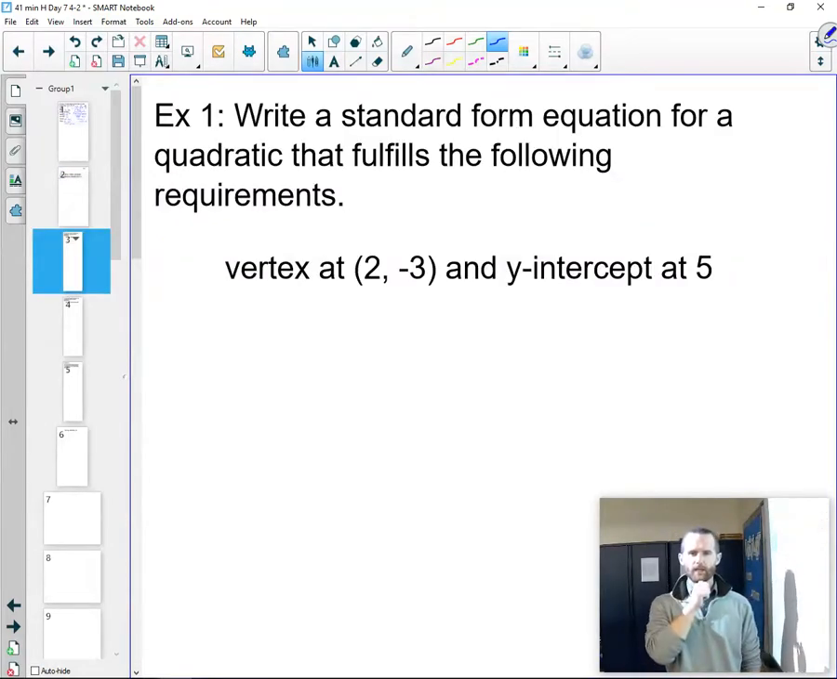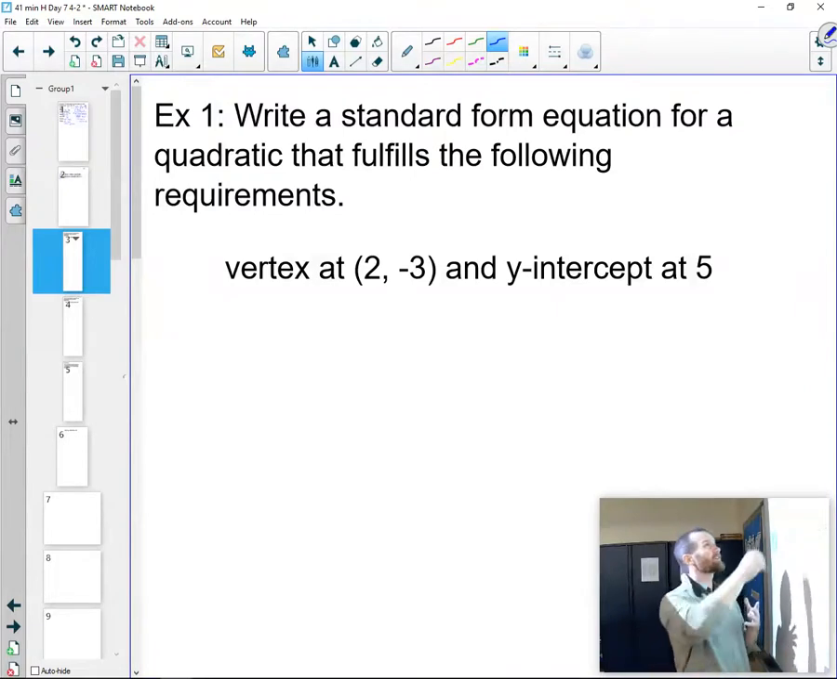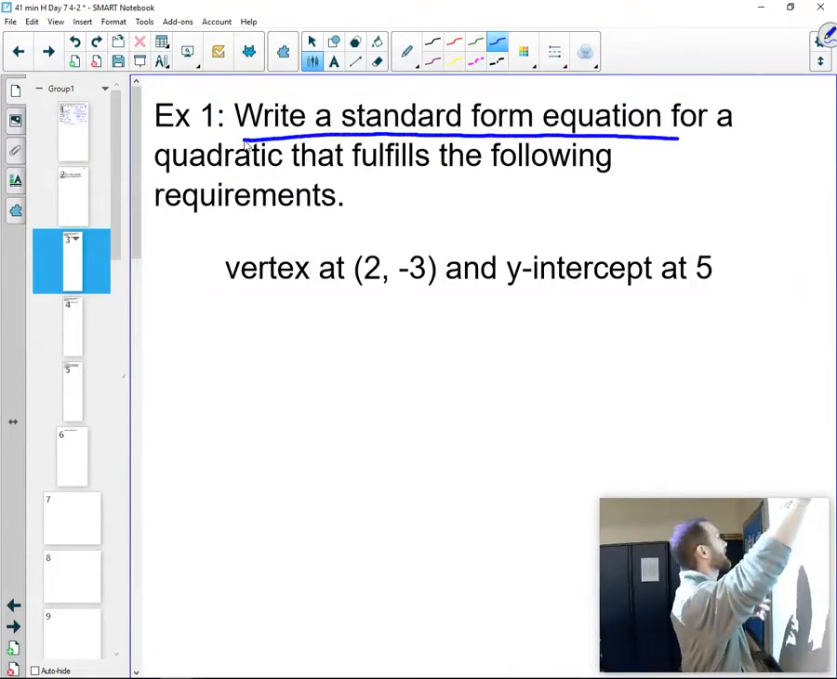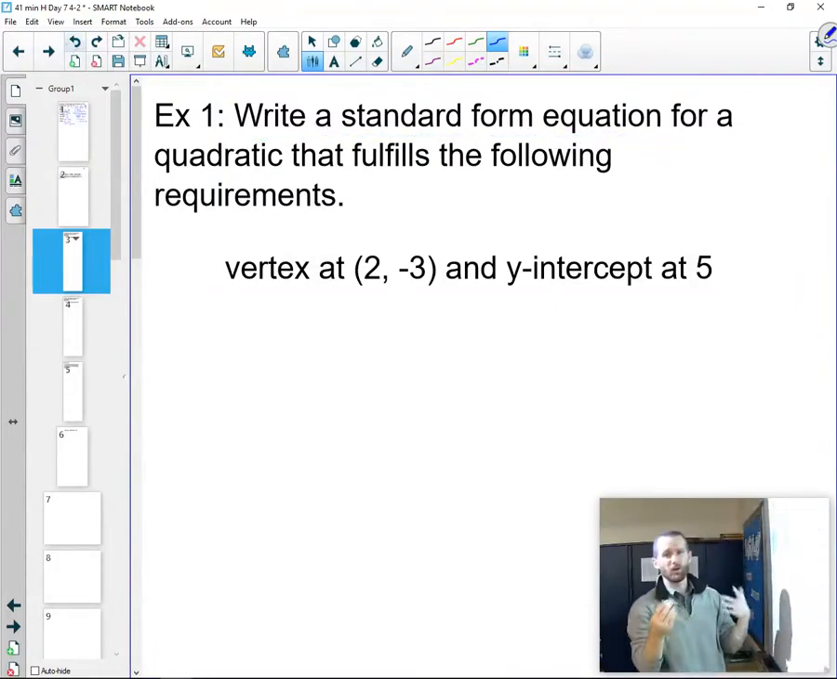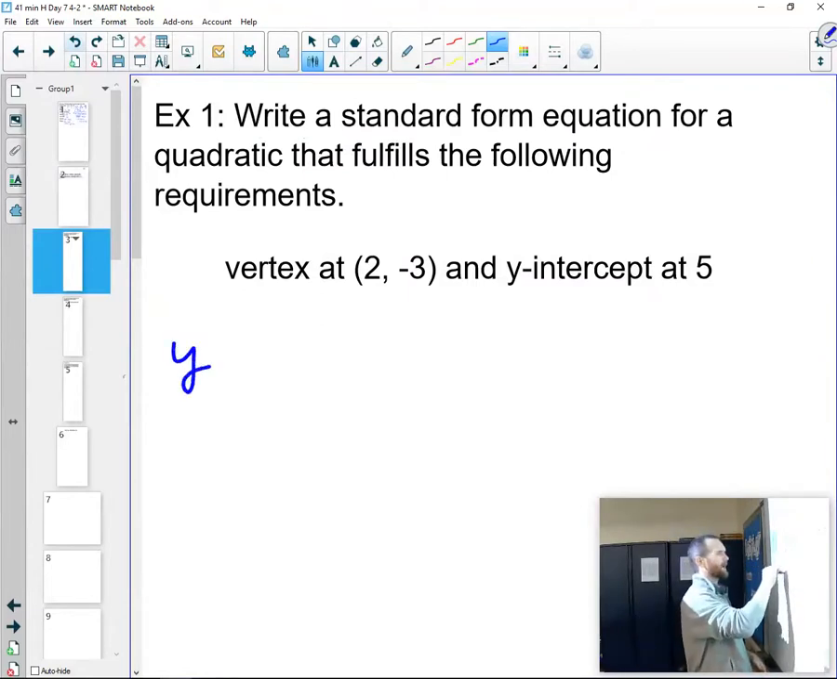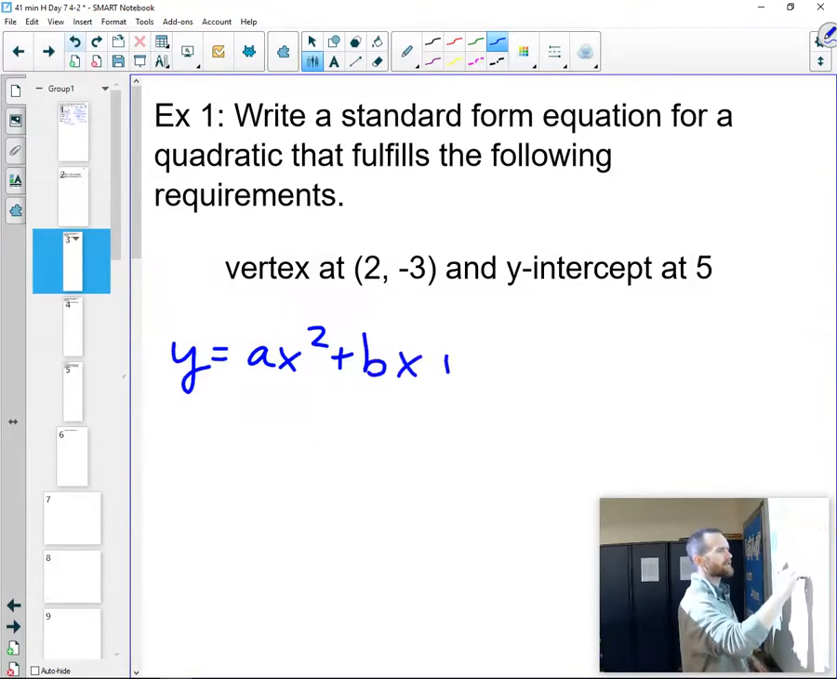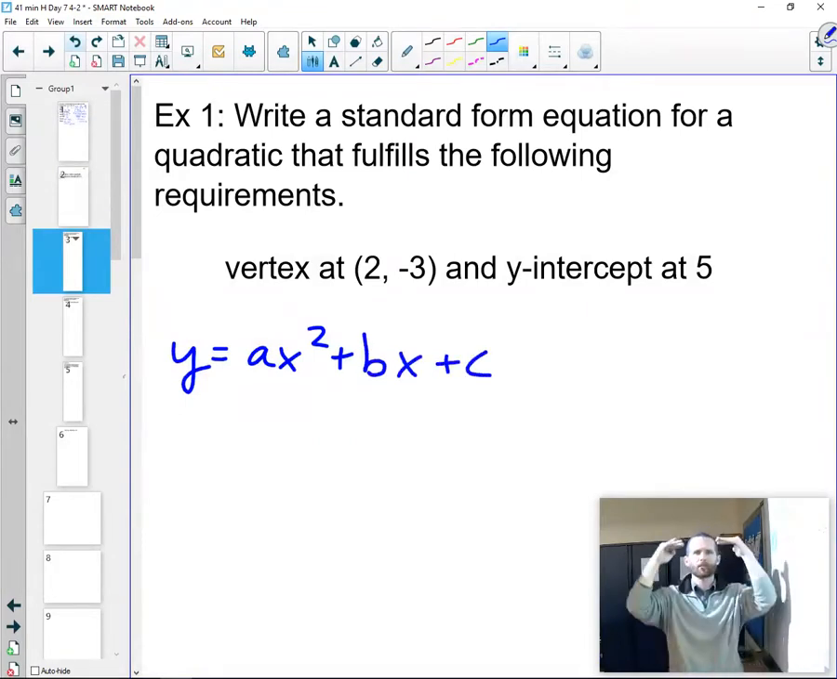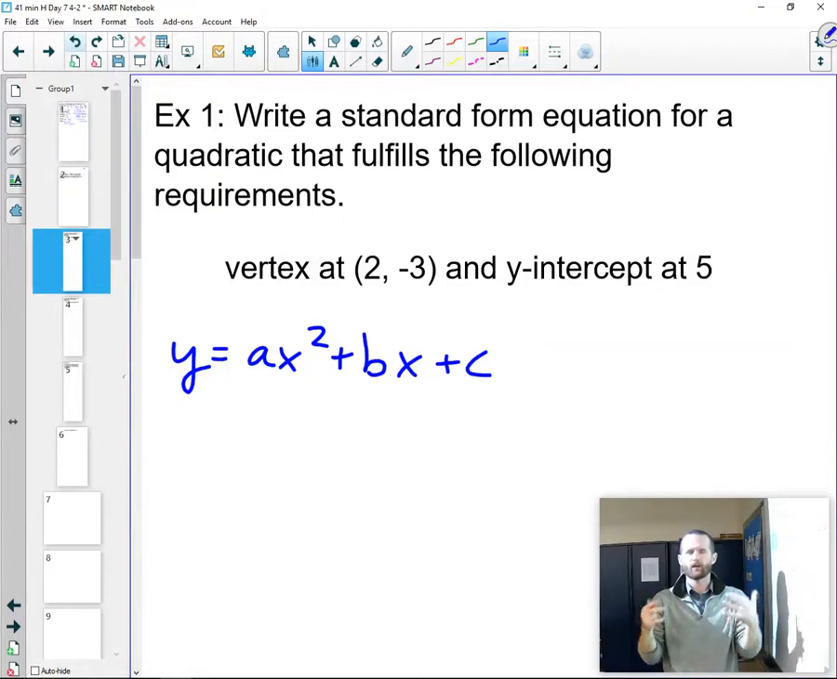Let's take a look at example 1. It says write a standard form equation for a quadratic that fulfills the following requirements. We've got vertex at 2, -3, and a y-intercept at 5. All right, now, at least how I would start with this, whenever they say write a standard form equation, I think, okay, well, what's my standard form look like for a quadratic? Well, that would be y equals ax squared plus bx plus c. That's the very first thing I'm going to write down, because that's going to give me sort of a formula, a format where we just have to plug in the missing numbers.